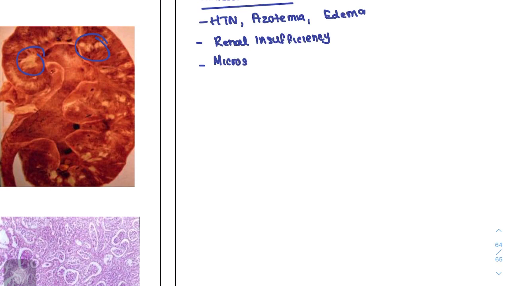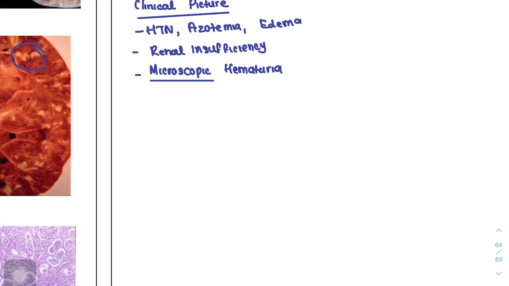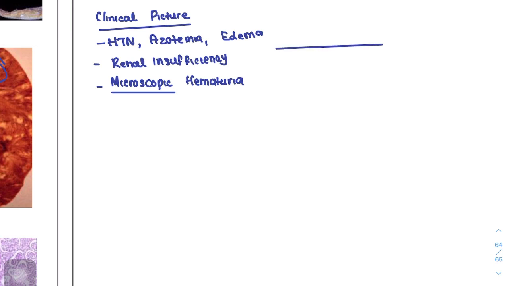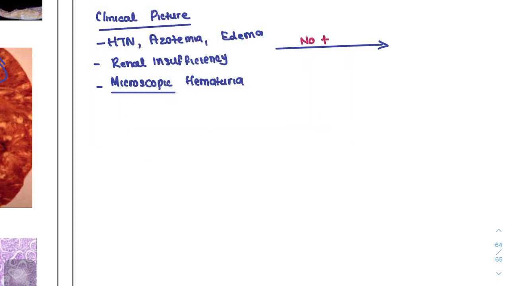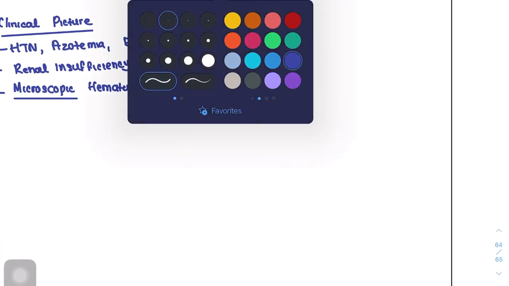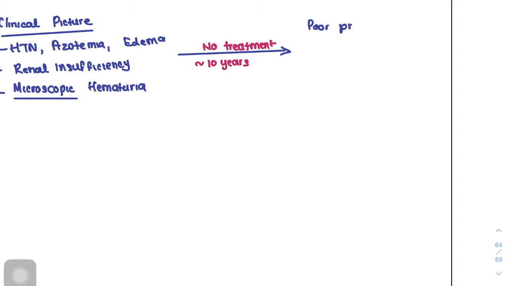This microscopic hematuria. What does that mean? If it is gross hematuria, you will see red color urine. But in this situation, unless you look under a microscope, you won't see anything. So if these patients don't undergo treatment for around 10 years, it is going to lead to a poor prognosis. That is uremia leading to death.